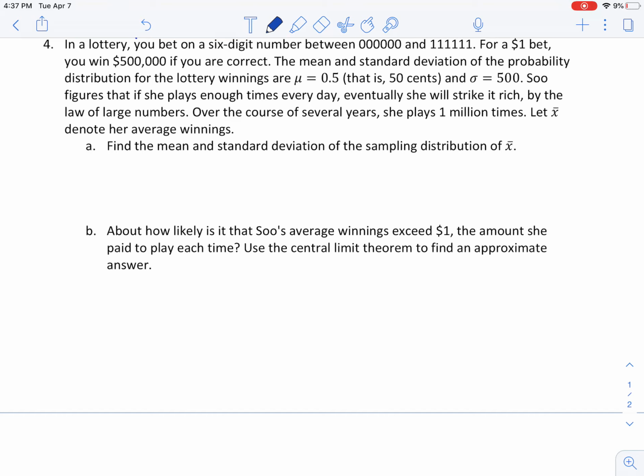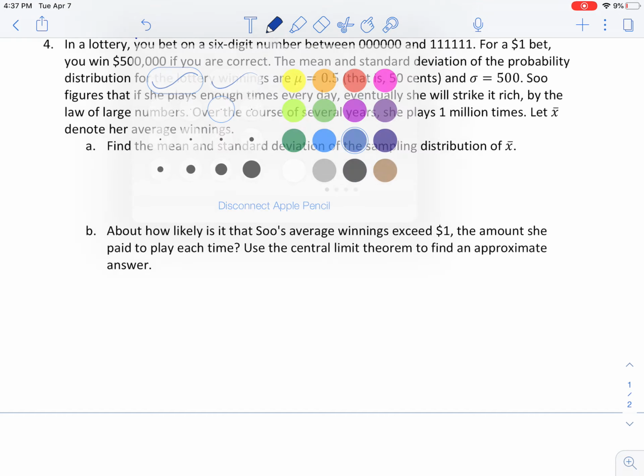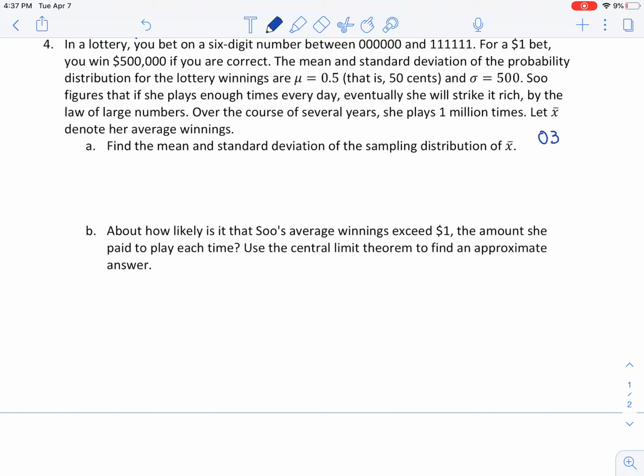All right, last one. In a lottery, you bet on a 6-digit number between 000000 and 111111. Okay, for a $1 bet, you win $500,000 if you are correct.